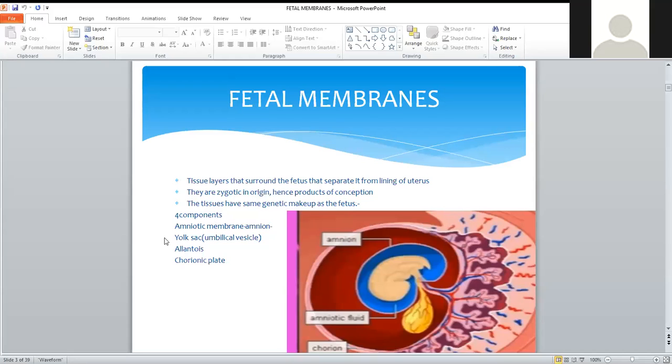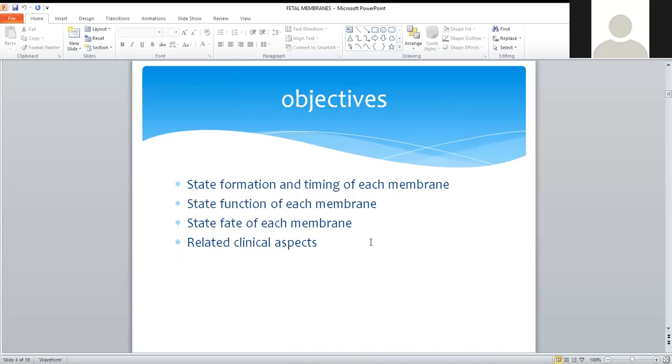So we have four components: the amniotic membrane, the yolk sac, the allantois (some people call it allantua, but just stick to allantois), and the chorionic plate. This is the amniotic fluid here, then you have the amnion. The objectives will be to state the formation and the timing of each membrane, to state the function of each membrane, to state the fate of each membrane, and any related clinical aspects.